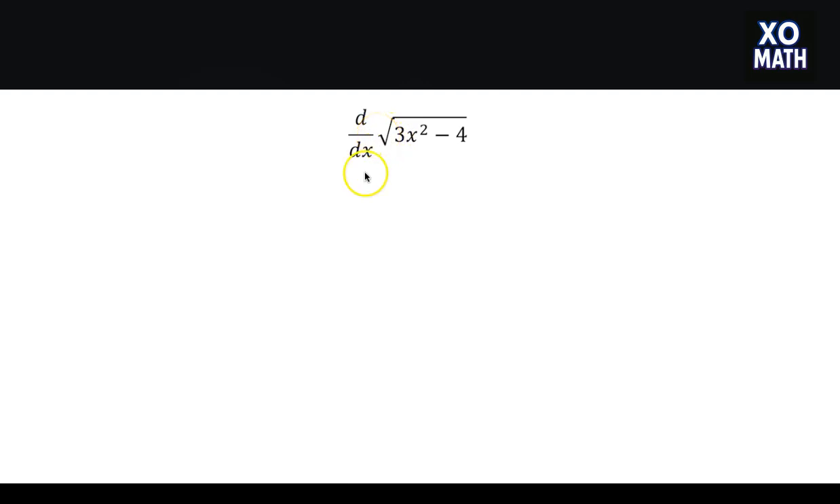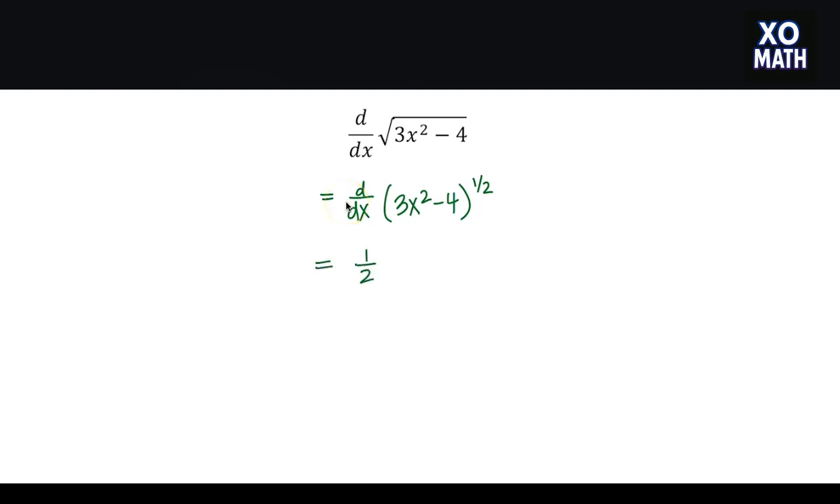Now let's find the derivative with respect to x of the square root of the quantity 3x squared minus 4. I'm going to start by rewriting this as the derivative with respect to x of the quantity 3x squared minus 4 to the 1/2 power. So now this is a chain rule. The outside function is that square root of x. So I'm going to bring that 1/2 to the front.